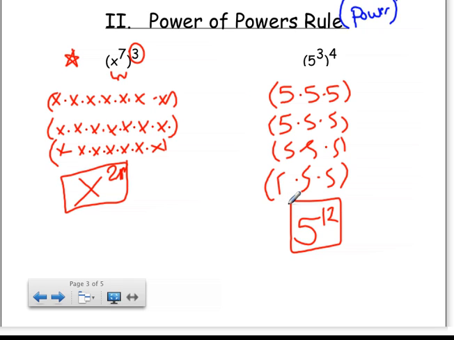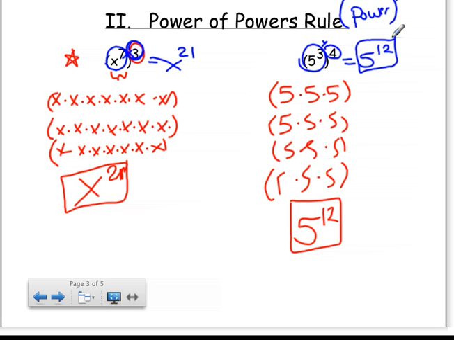And so the rule here is when you're taking a power and raising it to another power, you multiply the exponents and keep the base, and that's how we got x to the 21st. Same here, when we're taking a power like 5 to the 3rd and raising it to another power, keeping the base the same, you now multiply the exponents to get 5 to the 12th. So those are the two rules, product of powers, power of powers rule.